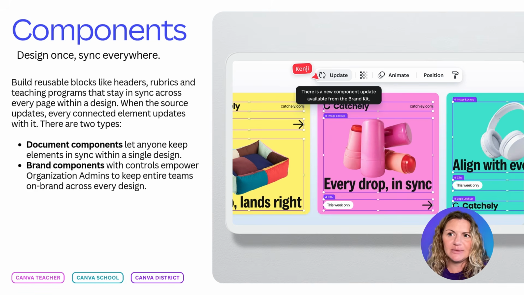There are two types: a document component, which lets anyone keep elements in sync with a single design, and a brand component with controls that empower organization admins to keep entire brands on focus across designs. So if you're doing a brand component, only an org admin or a brand designer will be able to add those, but you as a teacher can still edit that as you would like. So let me show you that in action.